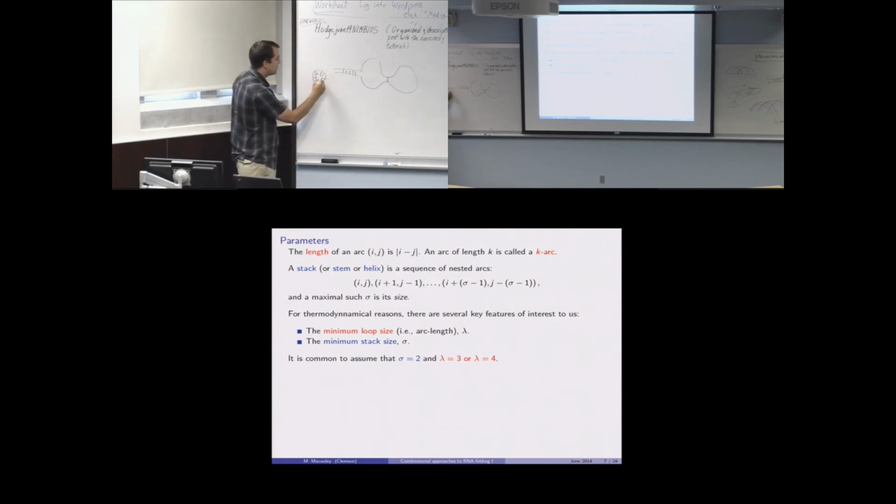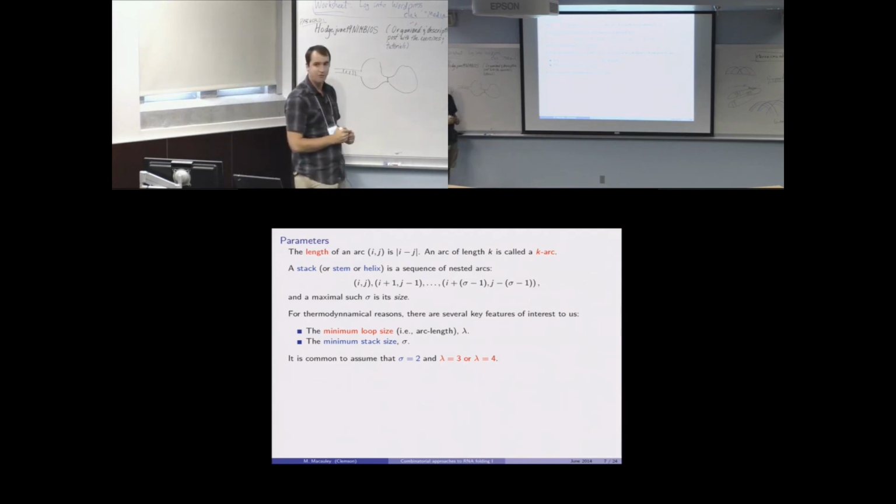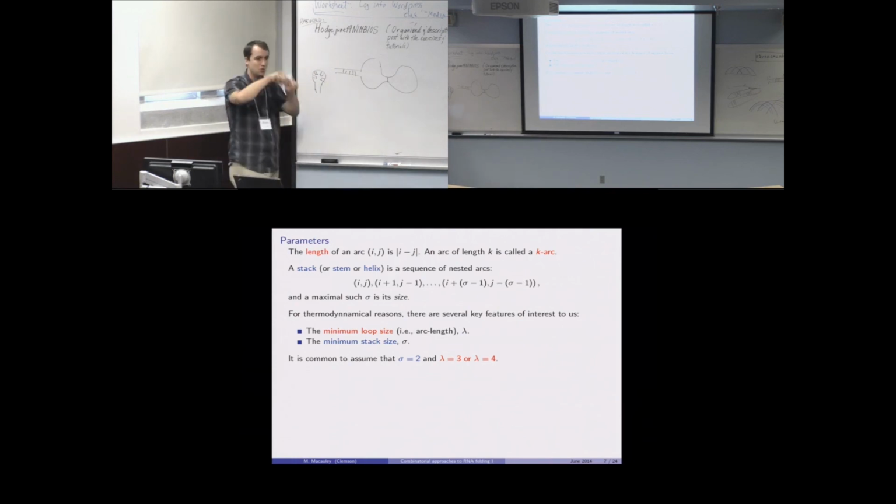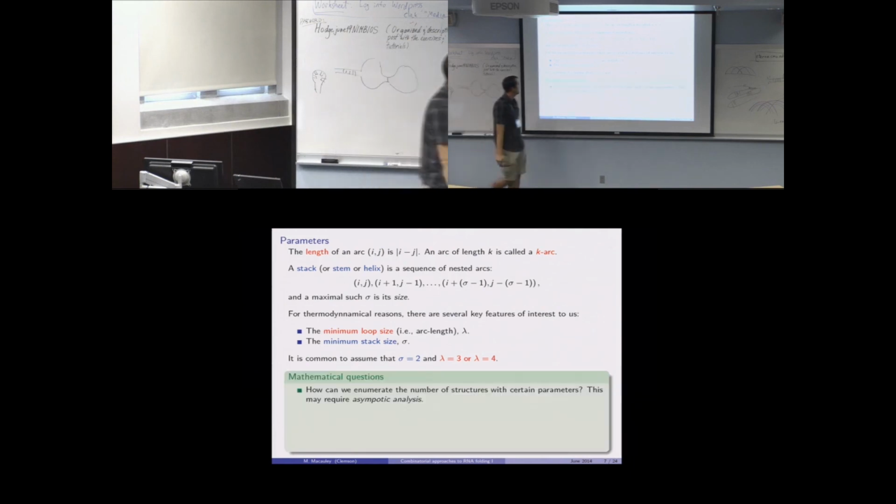And things 3 away, these things could bond, but it's very rare. While this could bond, it's usually not going to persist. Usually they say the minimum arc length is 4. So anything else is too tight of a loop, and it might exist temporarily, but then it gets bumped and breaks apart. So we typically have these parameters for physical reasons.